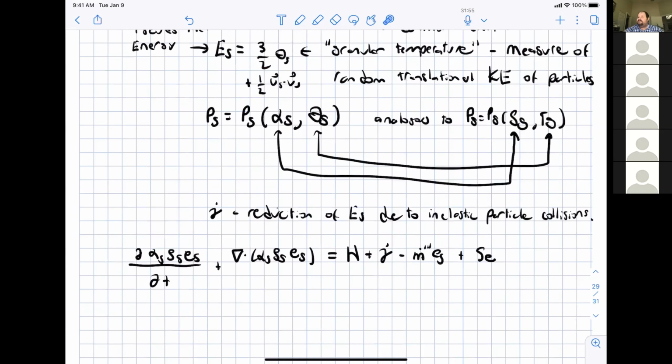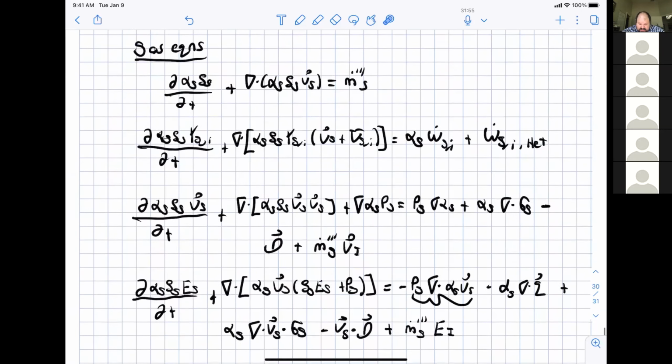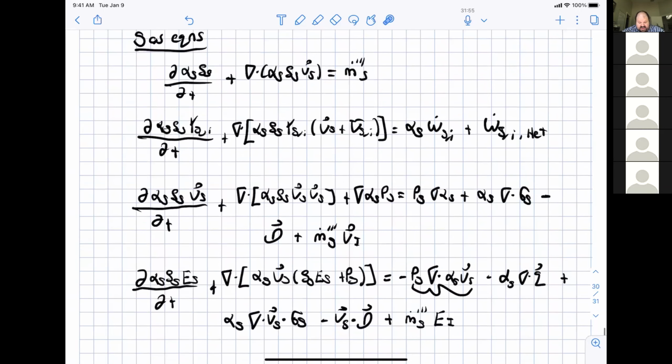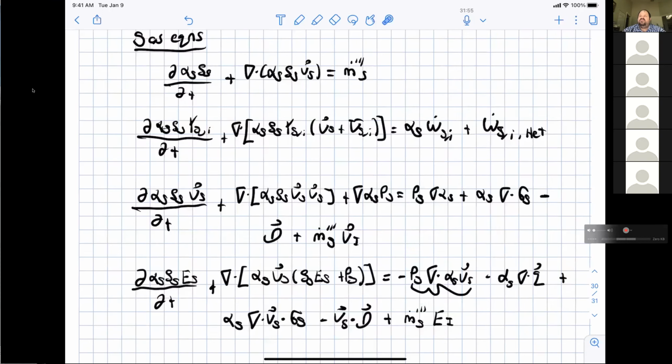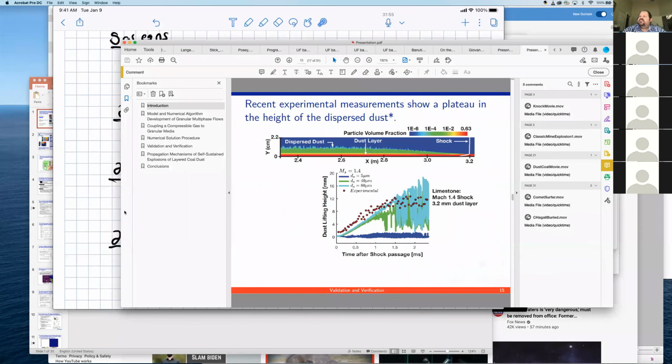Are there any questions? Okay, and then finally there are the gas equations, and these are identical to the gas equations that I derived earlier. So these are roughly the governing equations, and now I'll show some examples of how we've actually used those.